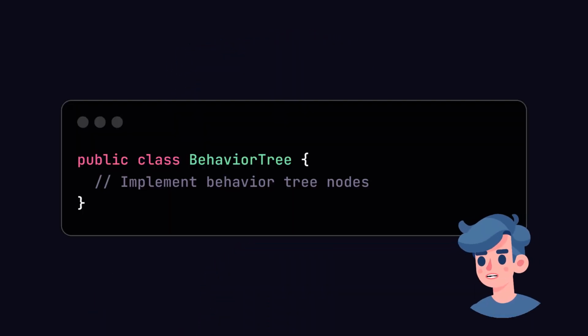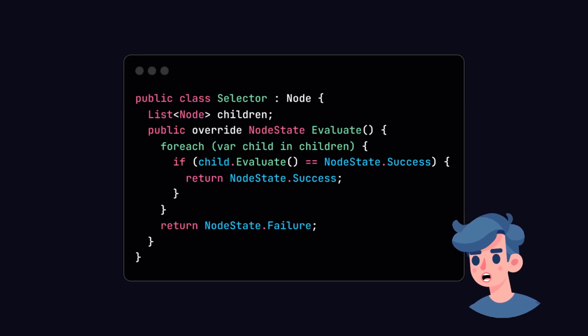Next, let's integrate a simple AI behavior using behavior trees. This allows for more complex decision-making compared to FSM. In a behavior tree, we can define different nodes, such as selector, sequence, and leaf nodes to manage behaviors.